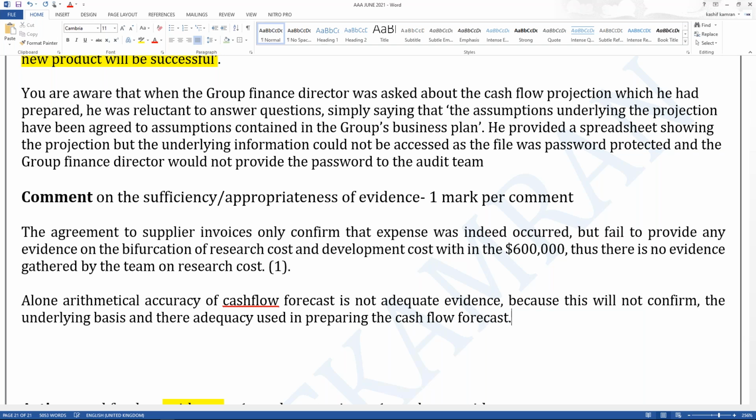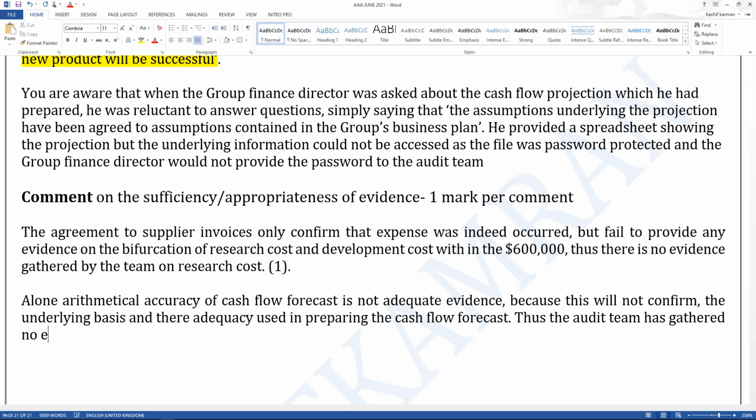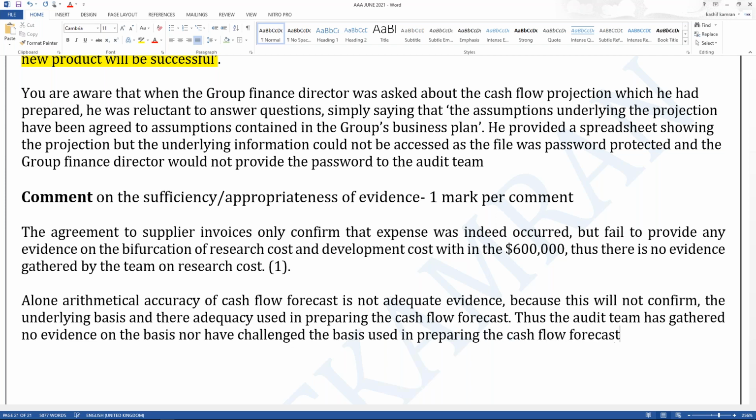So alone arithmetical accuracy of the cash flow forecast is not adequate evidence, because this will not confirm the underlying basis and their adequacy used in preparing the cash flow forecast. Thus, the audit team has gathered no evidence on the basis, nor have they challenged the basis used in preparing the cash flow forecast. So are you getting the way of commenting on the evidence? Briefly, 1 mark.